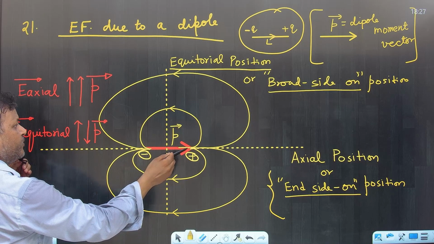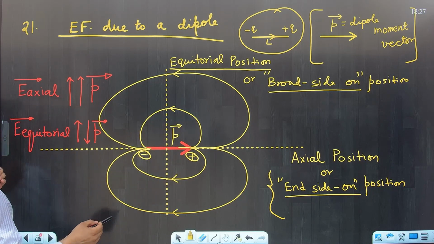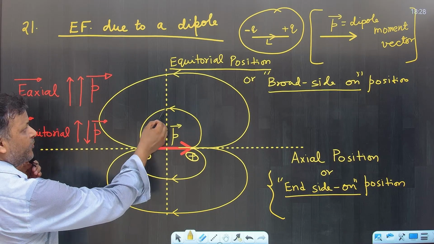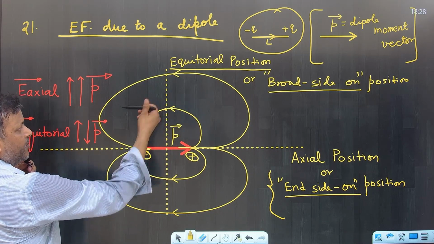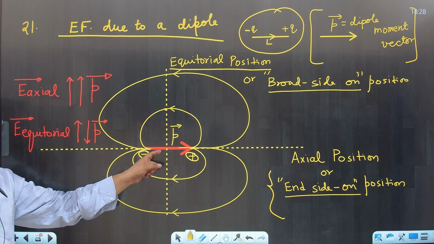So from positive, electric field lines emanate, and at negative they will terminate. So you can see that at equatorial point, electric field is opposite to direction of P. Direction of electric field is opposite to direction of P.